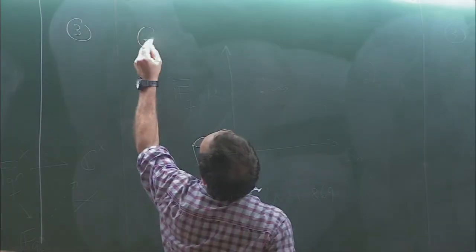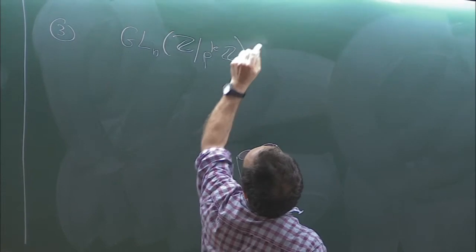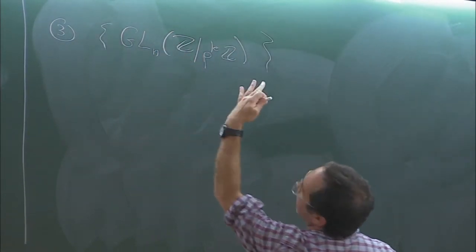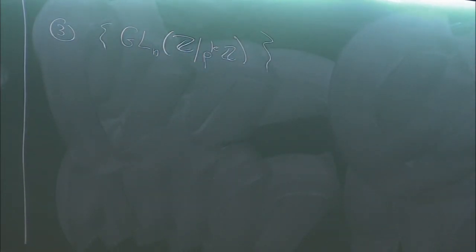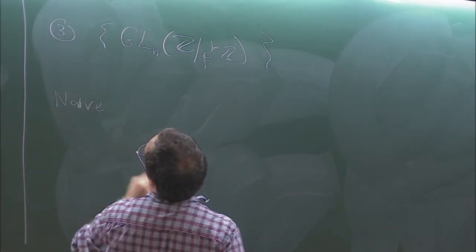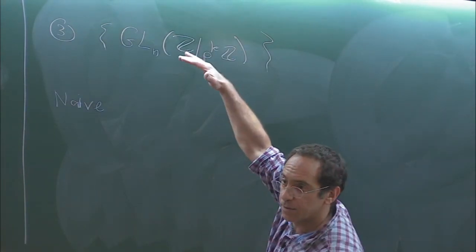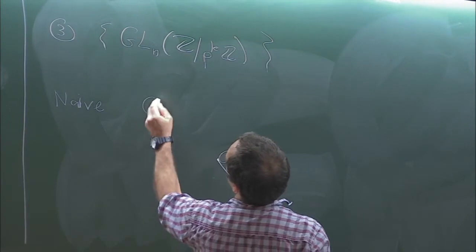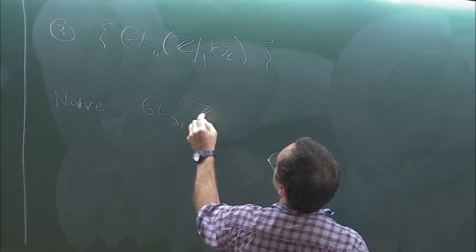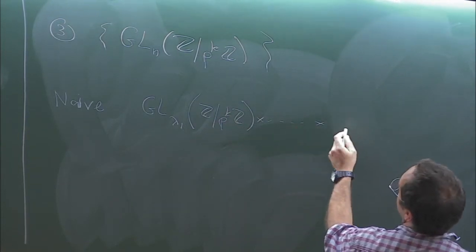So now it's GL_n(Z modulo p^k Z), or GL_n(Z_p), and then we think about continuous representations. So if you start with a naive approach, saying that you take products of these groups, so that will be GL lambda 1 over the ring, etc.